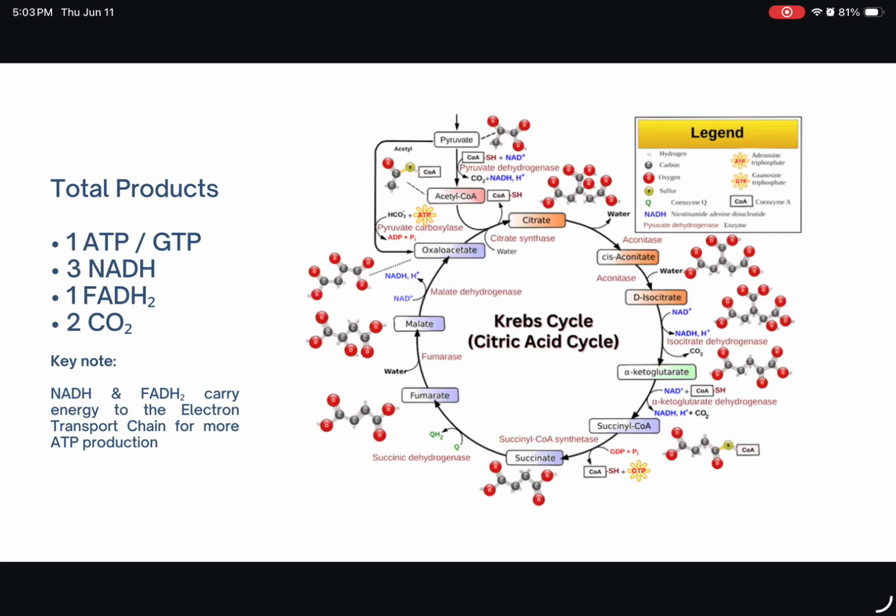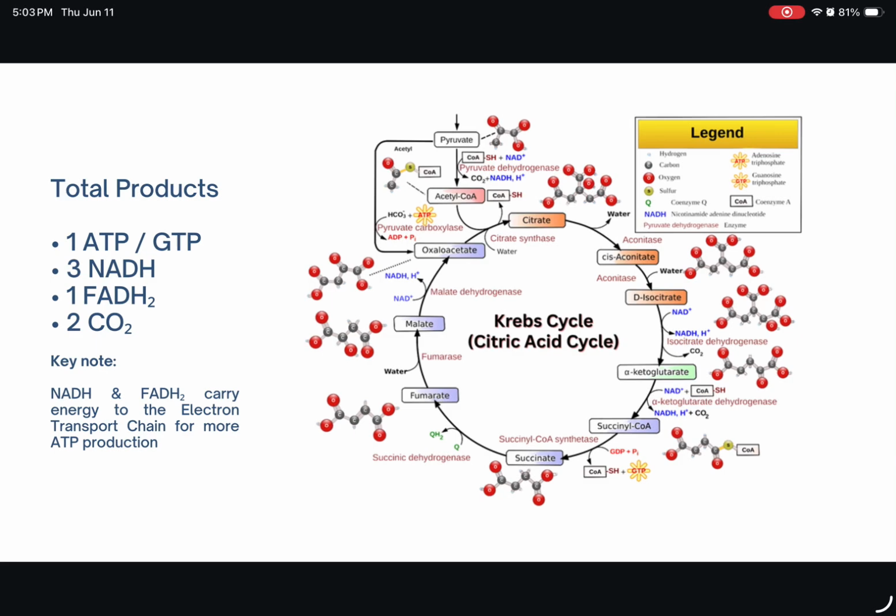To wrap up, here's what one full turn of the Krebs cycle produces: 1 ATP or GTP, which is direct usable energy, 3 NADH high energy carriers, and 1 FADH, another energy carrier, and 2 CO2 released as a waste gas. The NADH and FADH will later go to the electron transport chain where they help produce much more ATP.